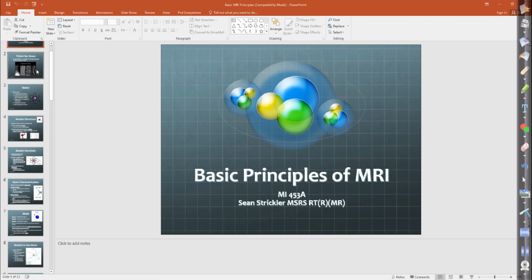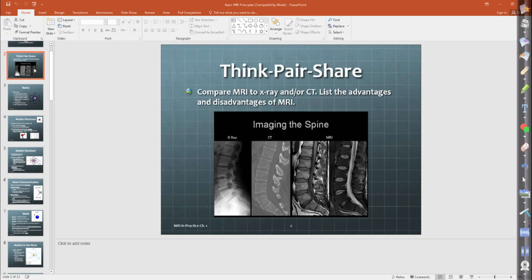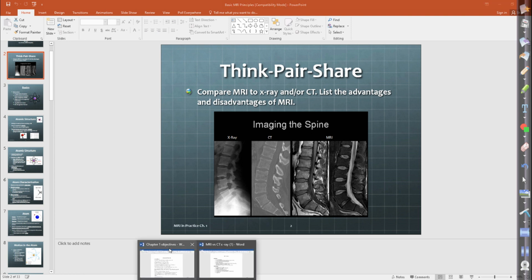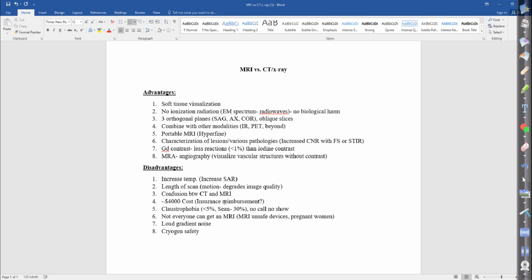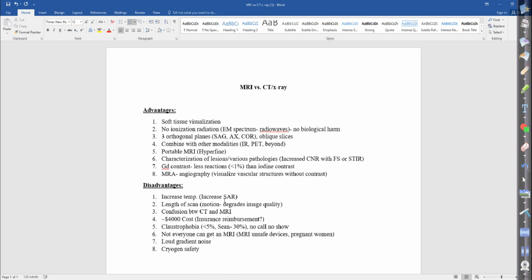Today we're going to start with that think, pair, share. We discussed it last time, but I just want to review that document. I asked you to compare MRI to other modalities like X-ray and CT. I have the document that you created, and I just wanted to add a couple of things. If you have this document, let's add to it.